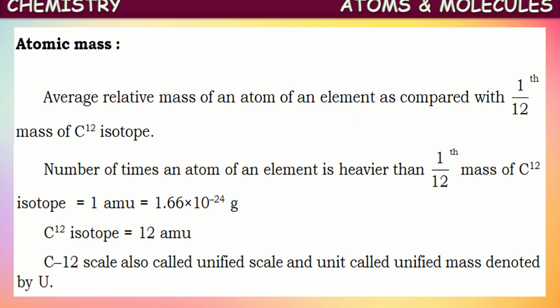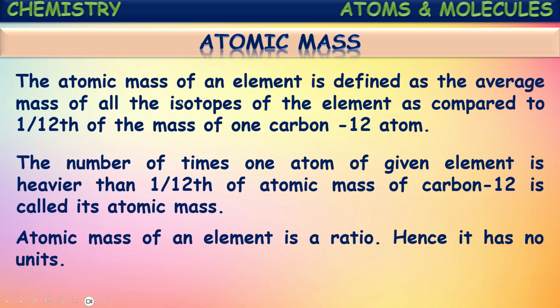So this is AMU. Now consider any atom and its mass: how many times it is heavier than this 1/12th part of the C12 isotope, that is its atomic mass. Atomic mass is also expressed in the unified scale. The unit is called unified mass, denoted by capital U. Here the definition of atomic mass is given: the atomic mass of an element is defined as the average mass of all the isotopes of the element as compared to the 1/12th mass of the C12 isotope.